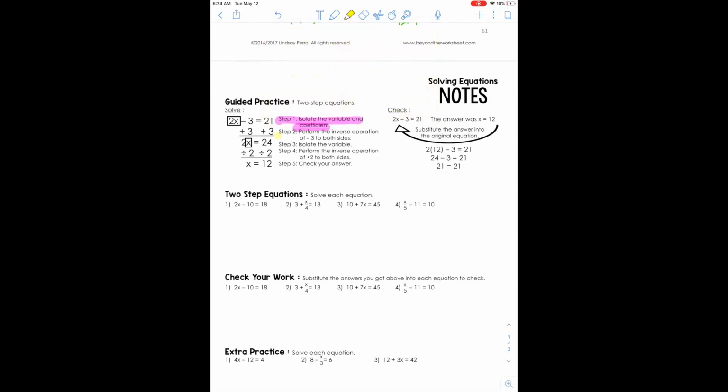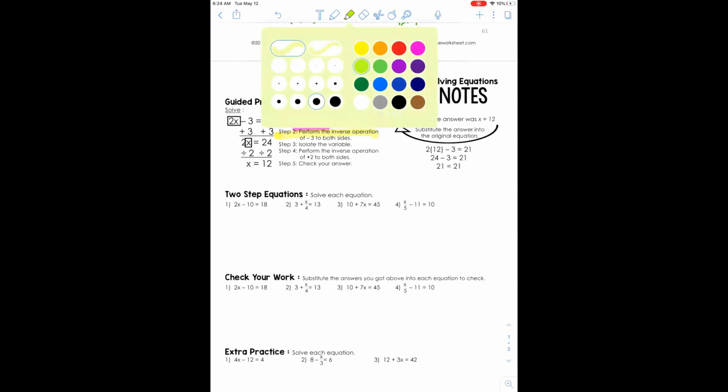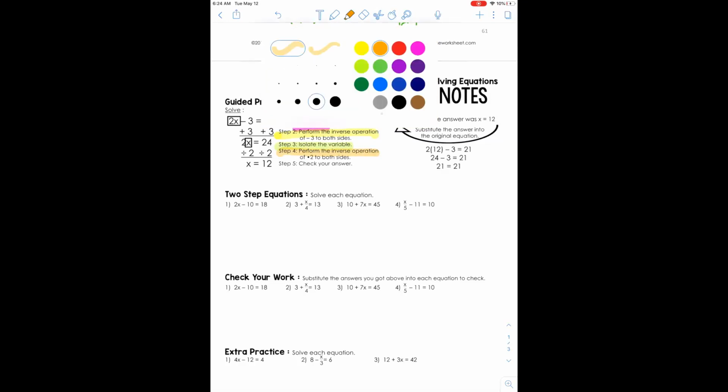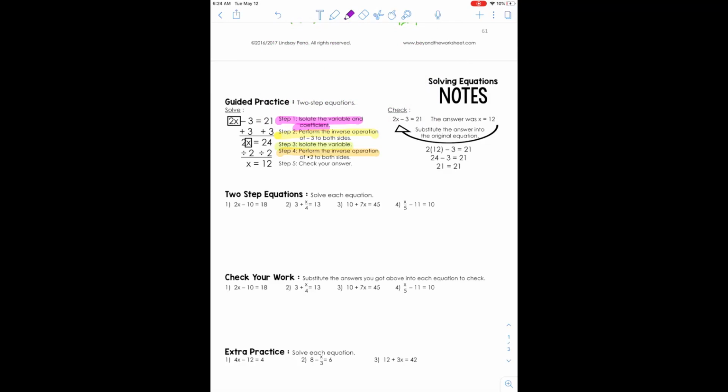So we first perform the inverse operation. Then we need to isolate the variable by getting rid of the coefficient. We do that through performing the inverse operation. And then our last step is to check our answer.